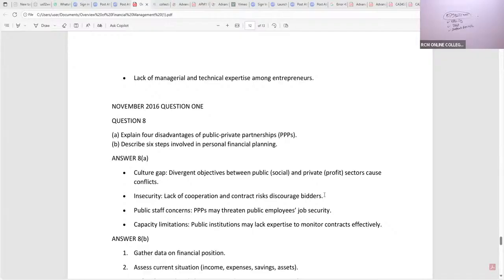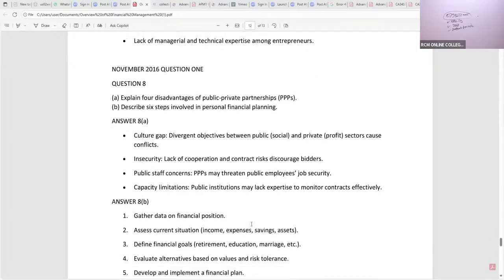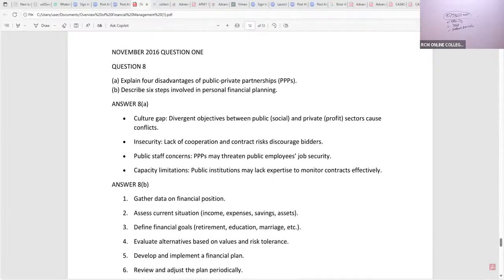Those guys will bring the citizen and tell the citizen that, you know what, we are opening this road. What will you do? Public staff concerns: PPPs may threaten public employees' job security. Capacity limitations: public institutions may lack expertise to monitor contracts effectively. And then part B, describe 6 steps involved in personal financial management.